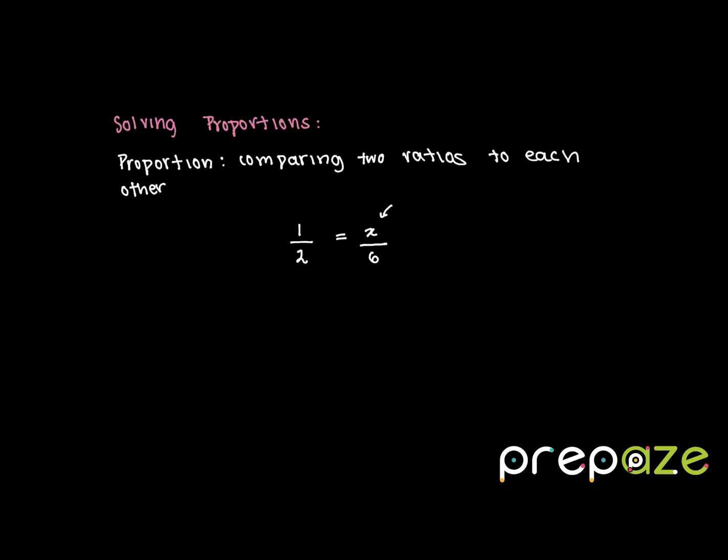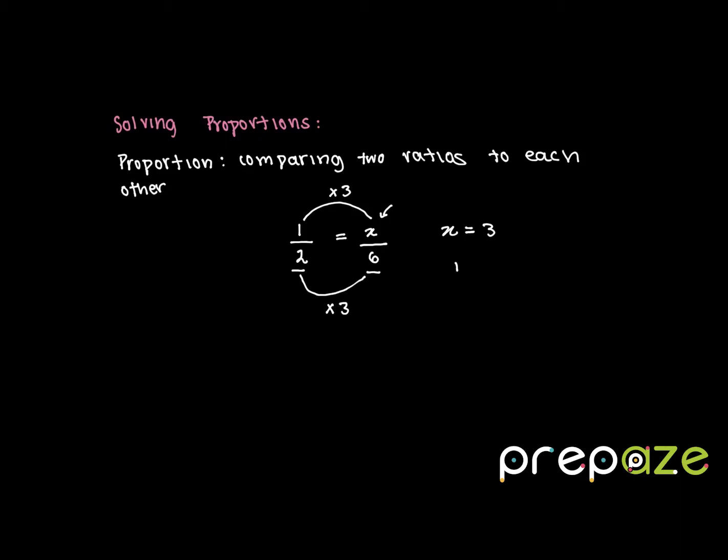How we solve proportions is by starting off, we need to see if we can find any relationship between the denominators of our two ratios. So here we have 2 and 6. Well, to go from 2 to 6, we have to multiply by 3. So if I do the same thing to my numerators, 1 times 3 is equal to 3. So I can say that x is equal to 3.